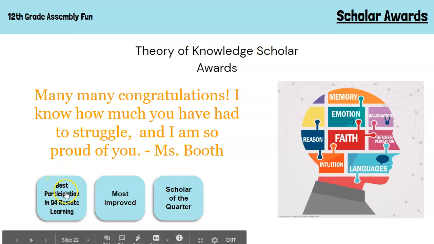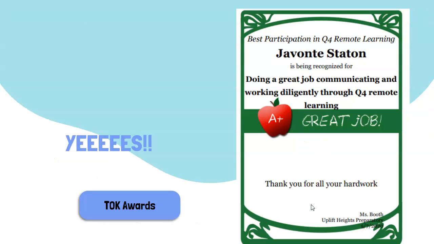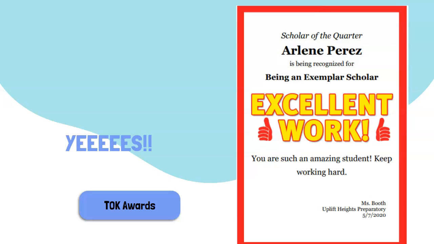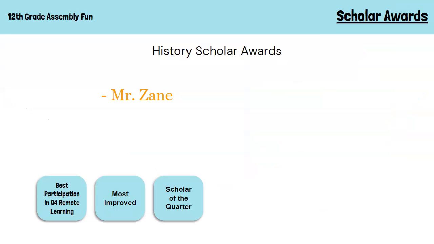And then, of course, I have the bottom: best participation, most improved, scholar of the quarter. I kind of just go through these one by one. So the first award would be my best participation in quarter 4 award. Then it would be my most improved award. Then it would be my scholar of the quarter award. And then it goes right into Mr.